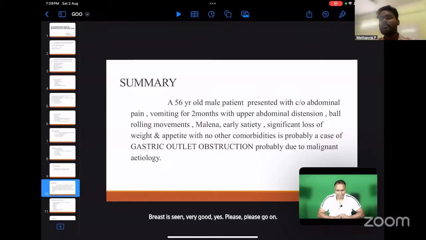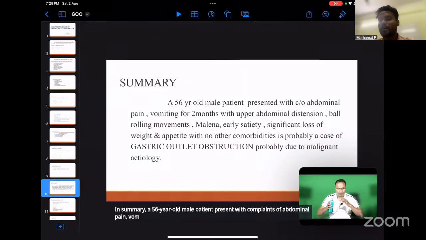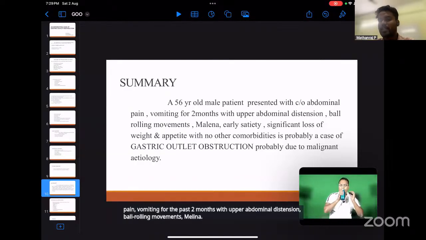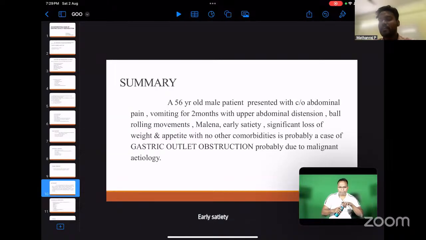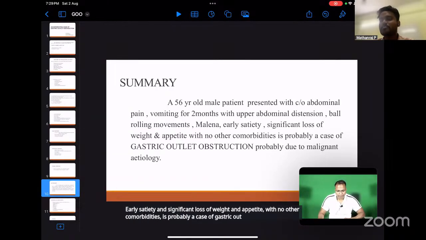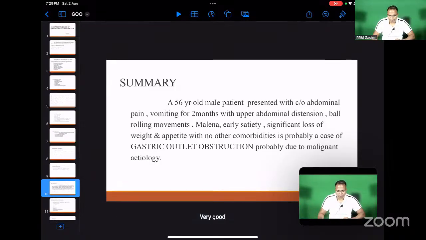To summarize, a 56-year-old male patient presents with complaints of abdominal pain, vomiting for the past 2 months with upper abdominal distension, ball rolling movements, melena, early satiety, and significant loss of weight and appetite with no other comorbidities. It is probably a case of gastric outlet obstruction, probably due to malignant etiology. Very good. That's absolutely correct.